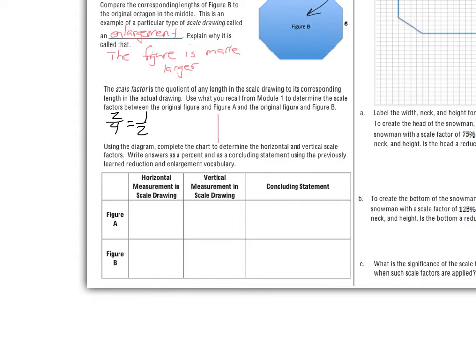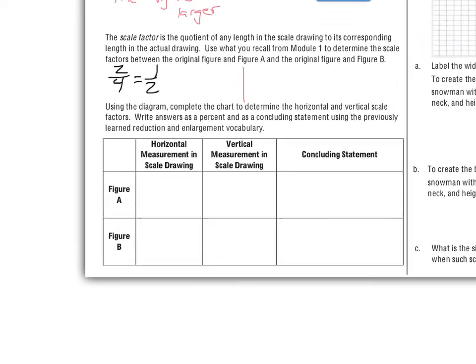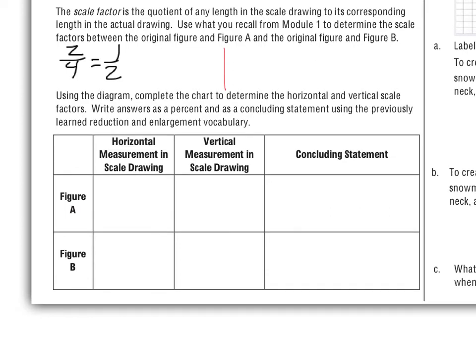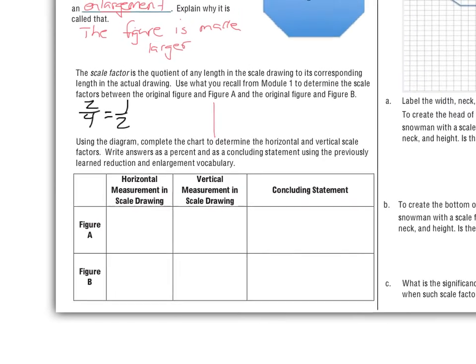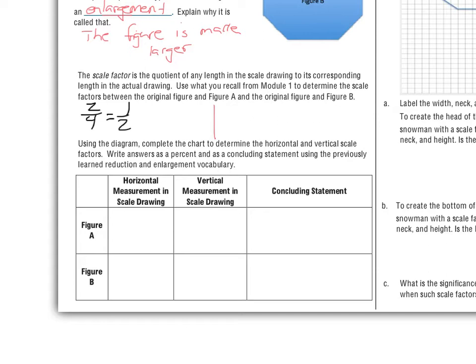And so let's go ahead and look down here at the bottom. Now, we're going to use the diagram above to create a chart to determine the horizontal and vertical scales. And we're going to write it as a percent and then a concluding statement to think about reduction and enlargement. So when we look at this particular case, we can have horizontal and vertical scales that are different. A lot of times we'll see this in different scenarios where perhaps we're trying to fit something on a particular page and we want to do that.